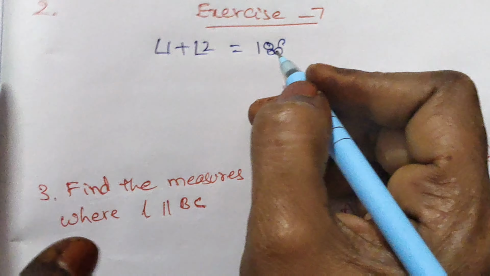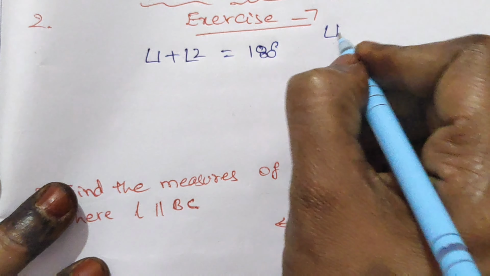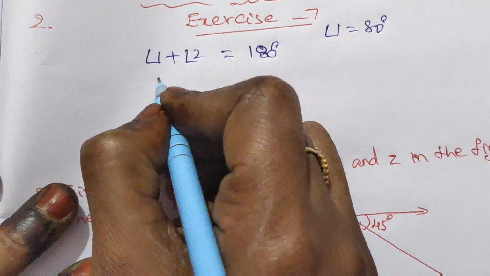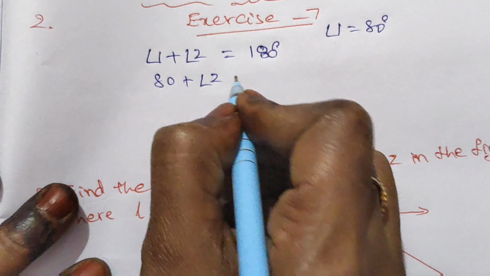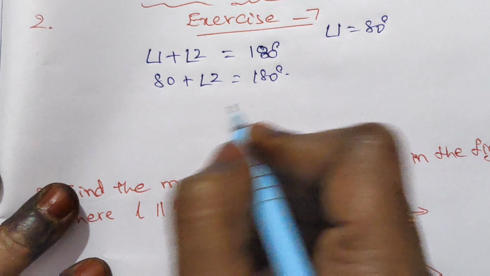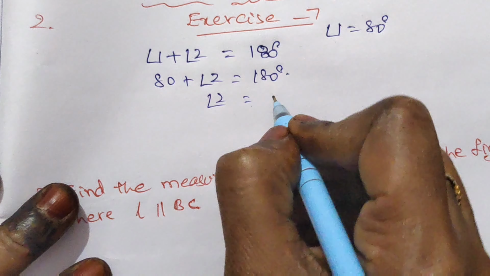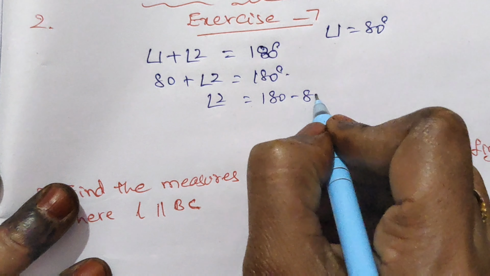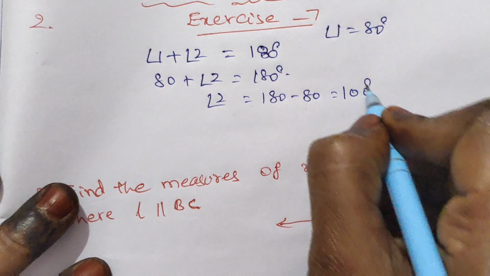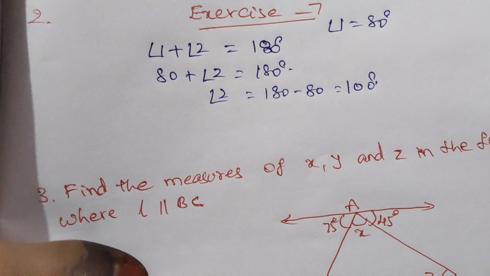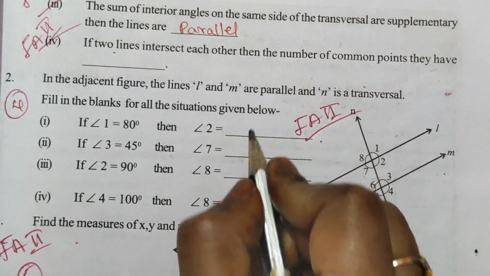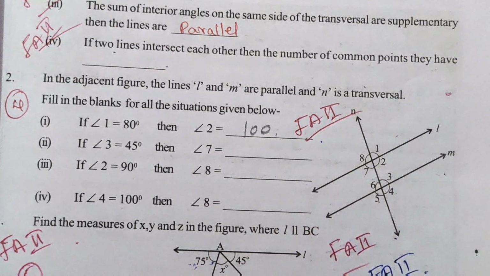In the question, angle 1 is given as 80 degrees. So 80 plus angle 2 is equal to 180 degrees. So angle 2 is equal to 180 minus 80, that is 100 degrees. Angle 2 is 100 degrees.